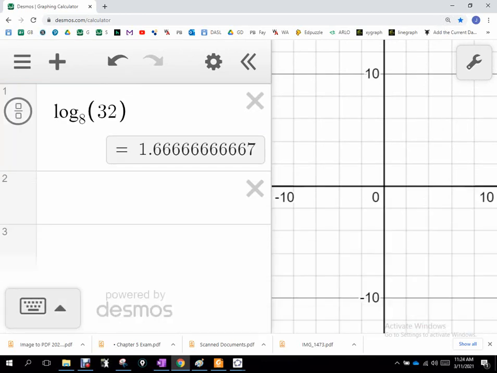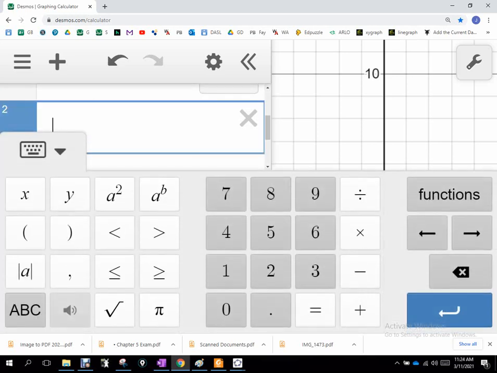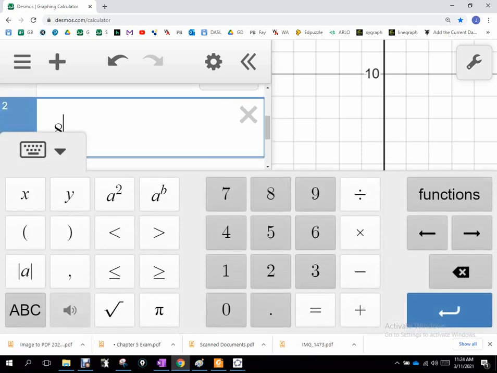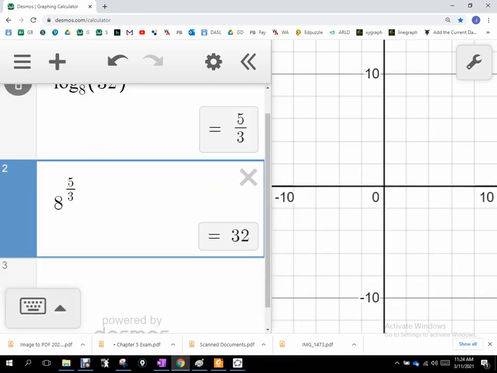And we get 1.66666, which is 4/3, or sorry, 5/3. It's 5/3 as the value that I take 8 and raise it to. So tell me what that exponent is. So that is the x value such that when I take 8 and raise it to the 5/3 power, it spits back 32.